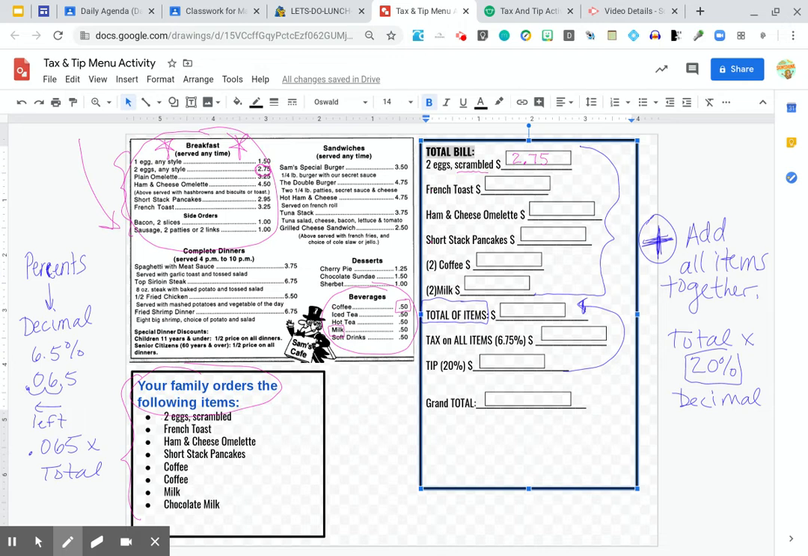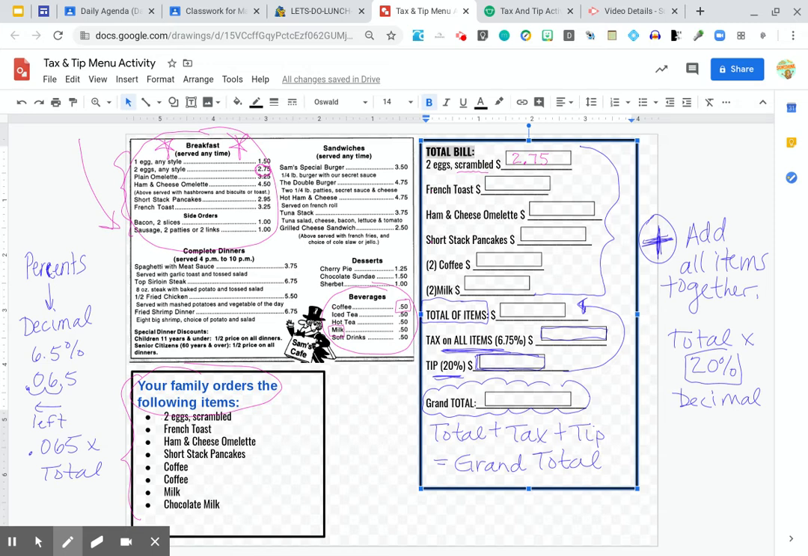So once you get your tip and your tax, you're going to take your total plus your taxed amount in this box, and then you're going to add that to your tip amount that you're going to find in this box, and that's going to give you your grand total that you would walk out the door paying. So that's this amount, okay?